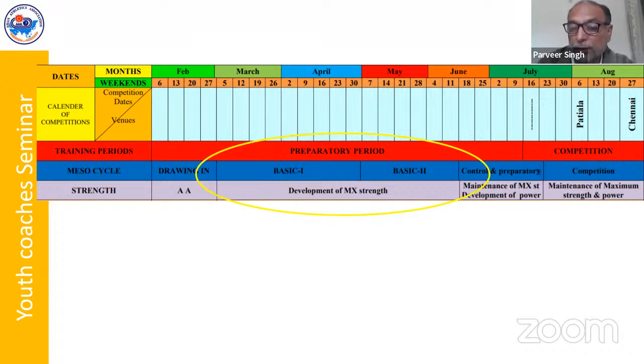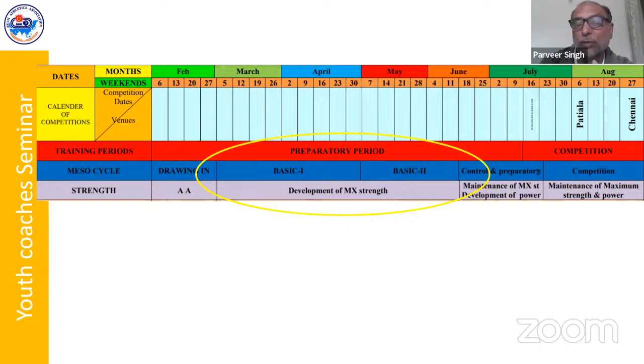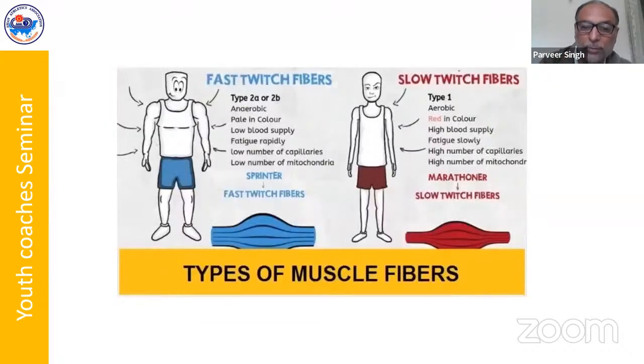The definition of maximum strength is the ability to produce maximum force, the highest possible force. So again, I am mentioning it is only about developing force, not about the quickness of developing force. When we say quickly developing force, that is speed strength or explosive strength. So first we need to develop maximum strength.